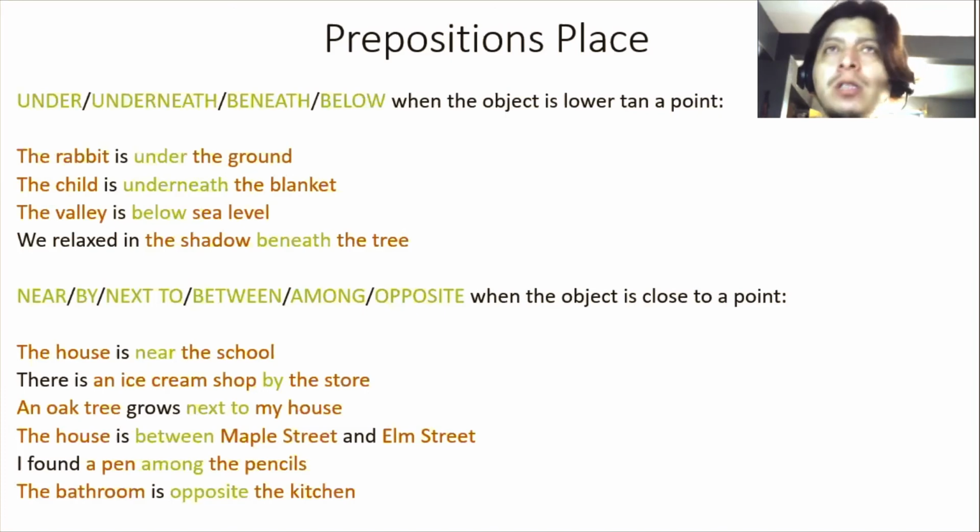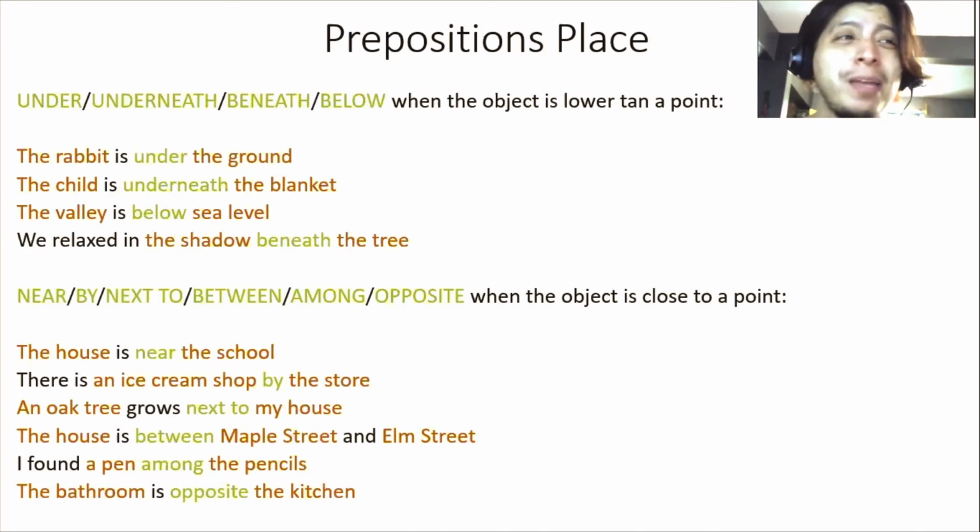I am between the sword and the wall. Estoy entre la espada y la pared. The house is between Maple Street and Elm Street. La casa está entre esta calle y aquella calle. En el centro. Encuentras una, encuentras la otra, pues ahí a la mitad, ahí está la casa. That is between, como entre, cuando tienes 2 referencias.